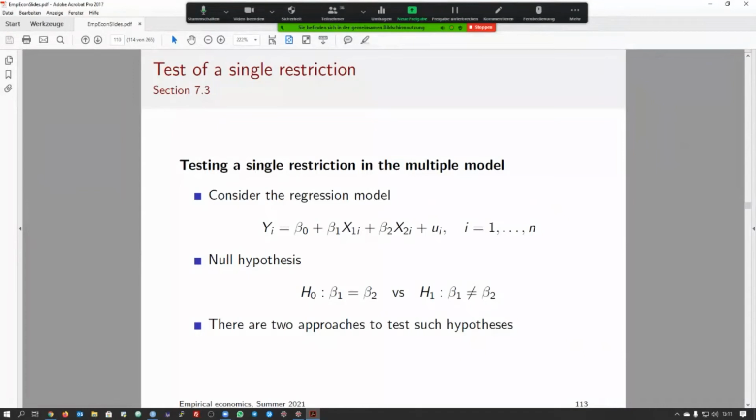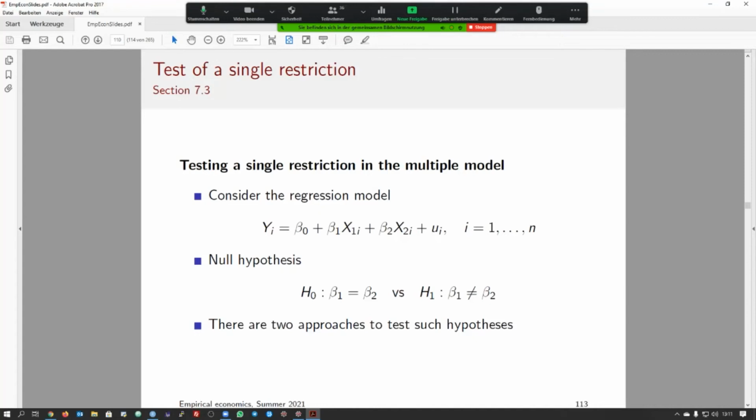For example, the one that the coefficients beta 1 and beta 2 are equal to each other. In our scenario, that spending $1 per student, so expenditure per student, has the same coefficient as STR. So that reducing class size by 1 student has the same effect as spending $1 more per student per year. And there are actually two approaches to test a hypothesis of that kind.